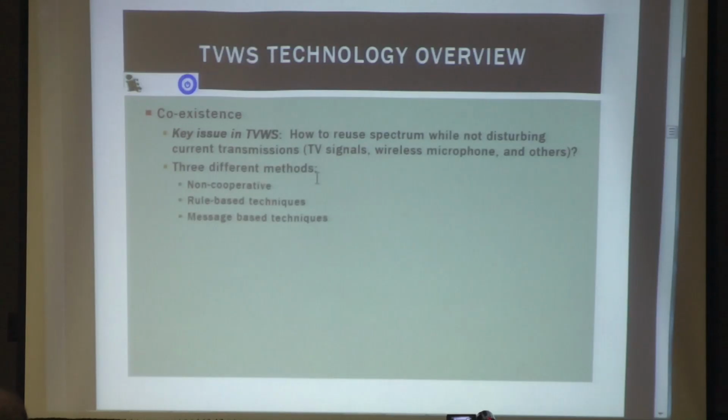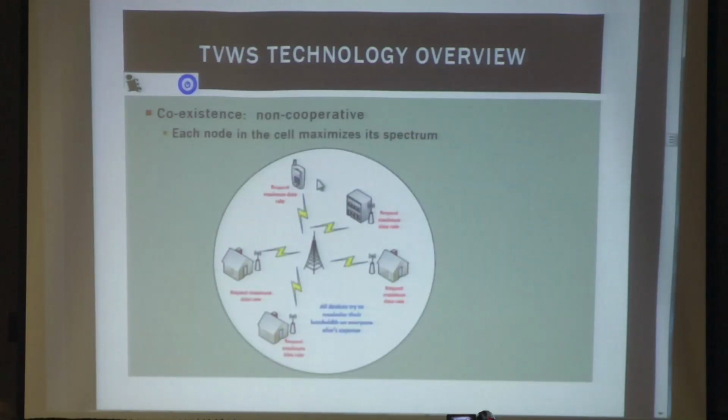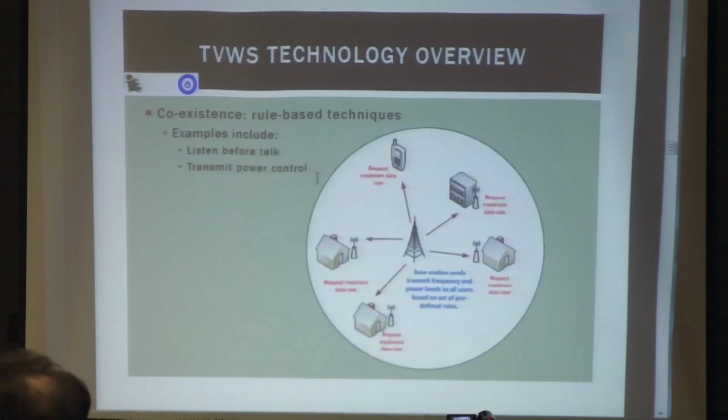There are three different methods that are used for coexistence. There's non-cooperative, which is basically first come, first serve, and there are rule-based techniques and message-based techniques. Non-cooperative methods I'll go over right now. Every TVWS-enabled device would try to maximize its own bandwidth at the expense of the whole network. As you might have guessed, this is not supported by 802.22, but it's the most primitive and basic method.